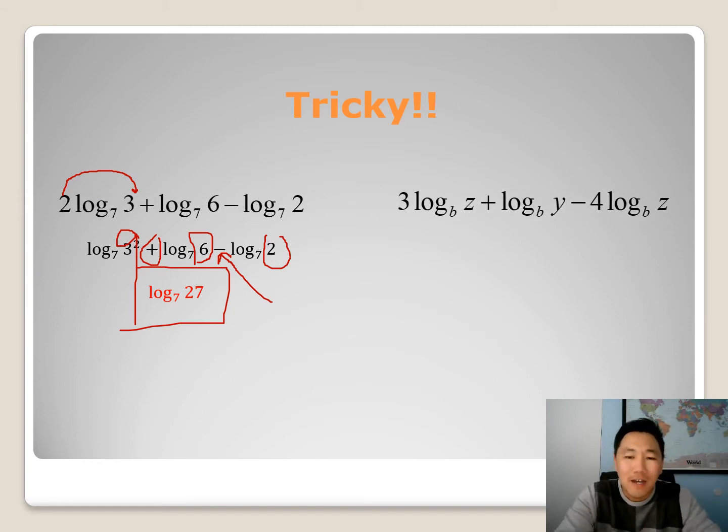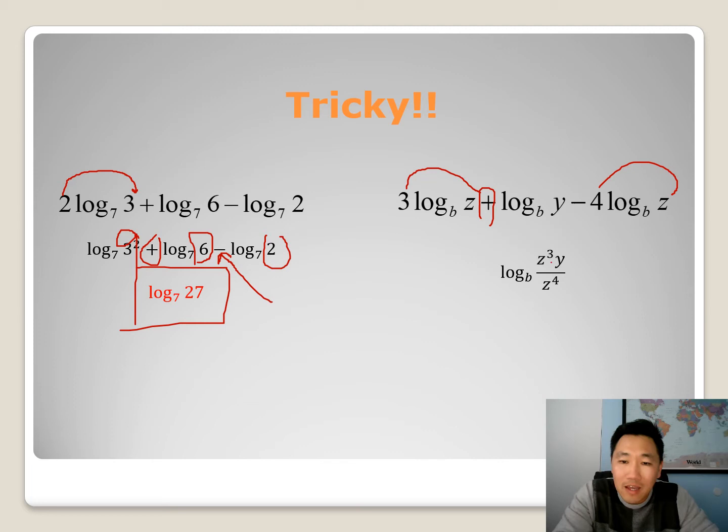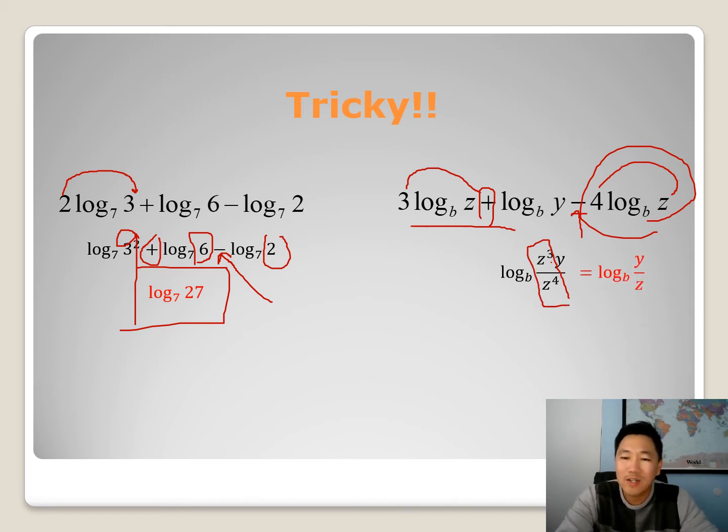Here's another one. This one doesn't have a lot of numbers, but it has a lot of letters in it. Bring the 3 up here. Bring the 4 up here. Ooh, that was fast. Plus means you multiply them, and then minus means you divide. So this is in the denominator, and then these two guys are in the numerator. And then you can simplify this a little bit more when you have z to the third over z to the fourth. Final answer, log base b of y over z. All right, so that's just condensing a lot of the log properties together.